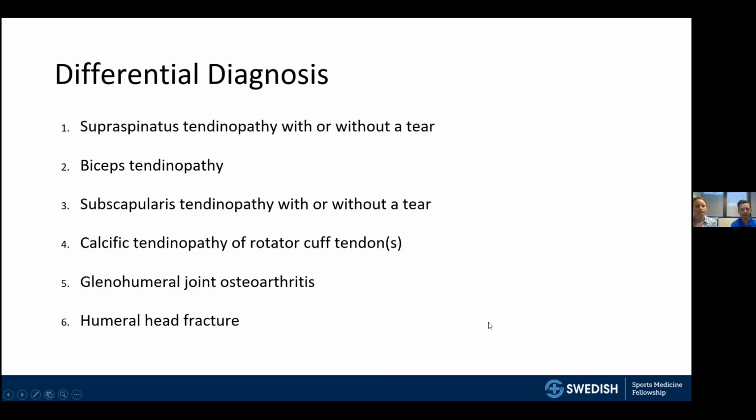Because of a non-specific physical exam, our differential was pretty broad. It included supraspinatus tendinopathy with or without a tear, bicep tendinopathy, subscapularis tendinopathy with or without a tear, calcific tendinopathy of one or multiple rotator cuff tendons, glenohumeral joint osteoarthritis, and humeral head fracture due to her history of multiple falls.